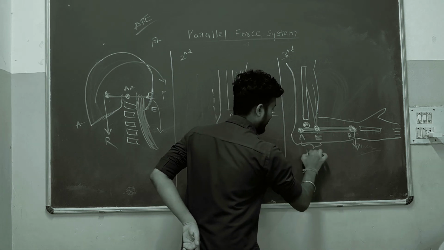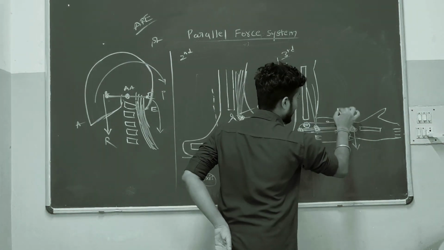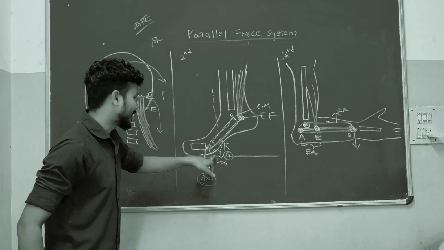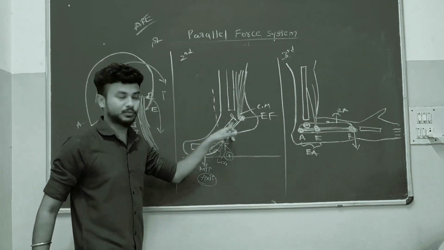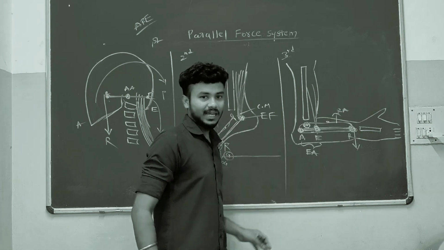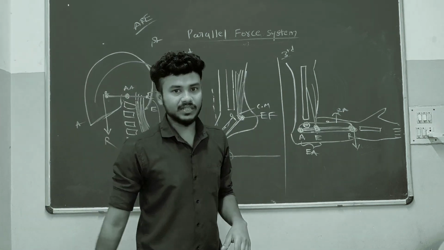The effort arm is less here. Resistance arm is more. Resistance arm is large. In the second order lever, resistance arm is less, effort arm is more. Here in the third order, resistance arm is more, effort arm is less. So these are the human body examples for the levers. Clear?